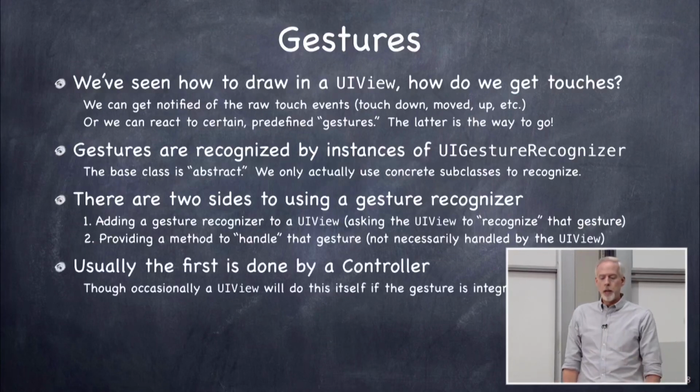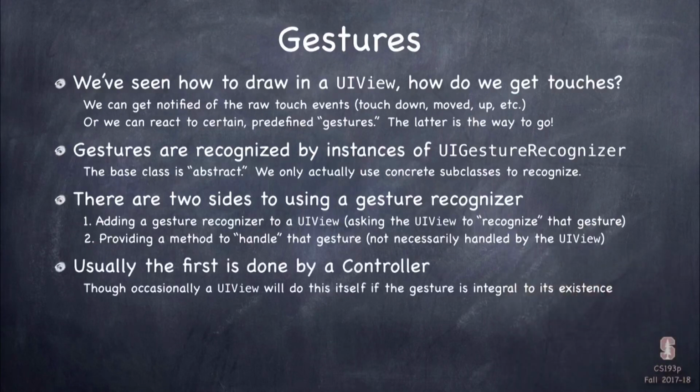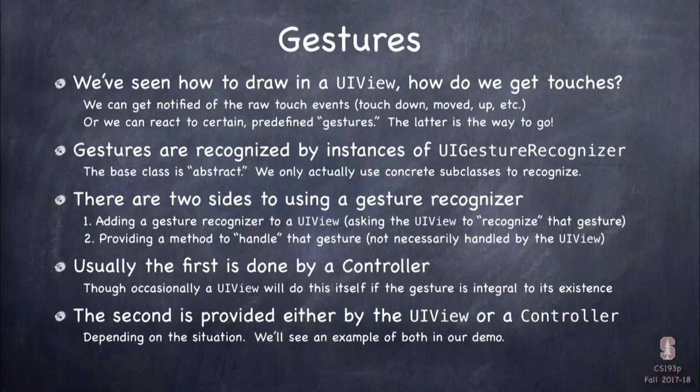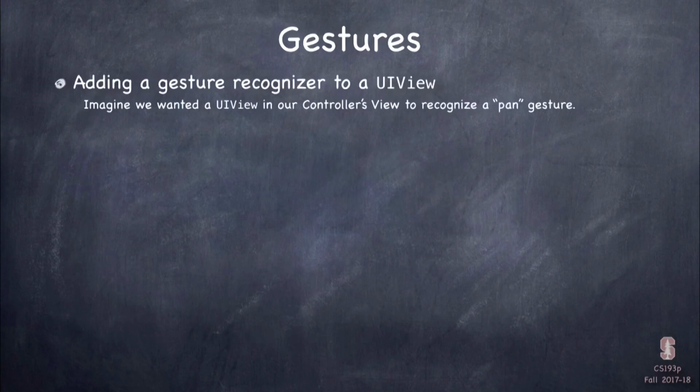So there are two parts. The first thing, asking a view to recognize a gesture, is surprisingly often done by the controller or in your storyboard. That's how you add gestures, usually. Sometimes a view will add a gesture recognizer to itself if it's inherent to what it does, like a scroll view will add pinching and panning gestures to itself because it's not even a scroll view without those gestures. But a lot of times a controller does it. The second thing, the handling of the gesture: if it affects the model, then the controller is going to handle it. If it only affects the way things are viewed, then the view will often handle it directly. We'll see examples of both in our little demo.